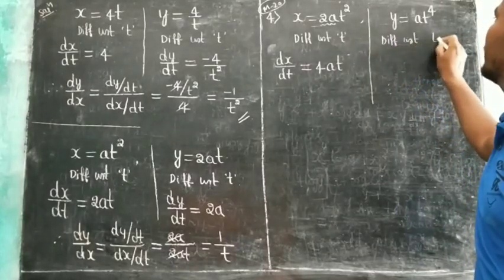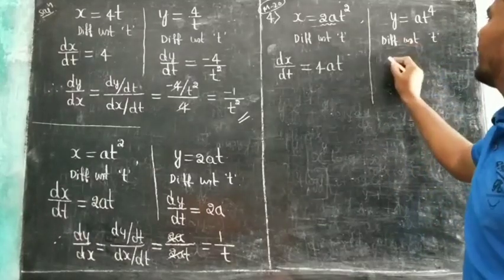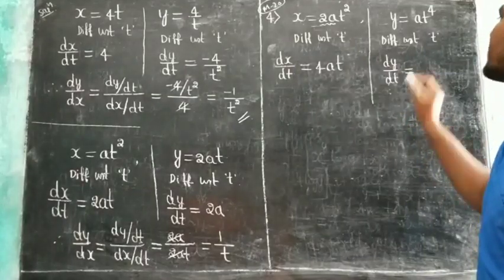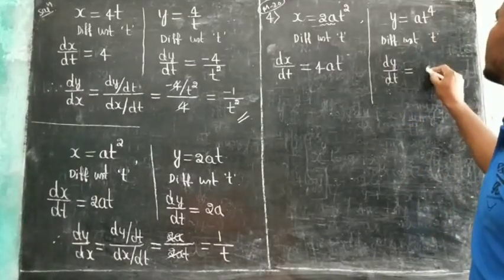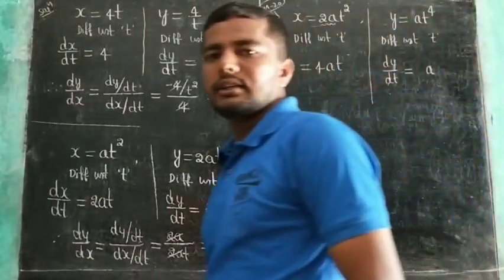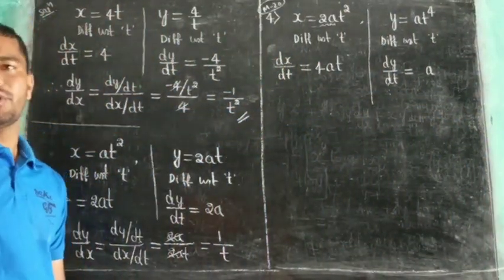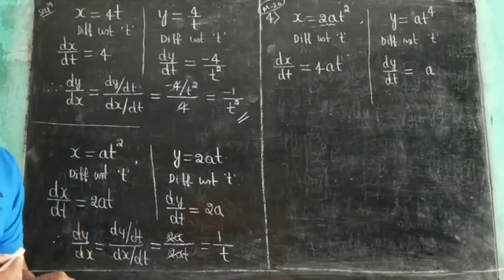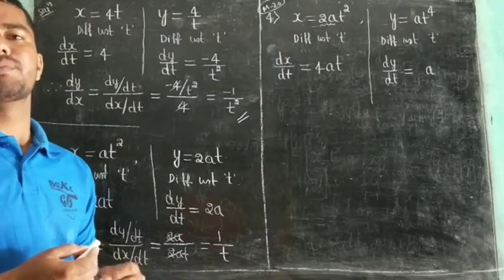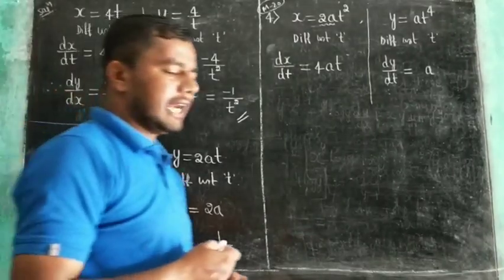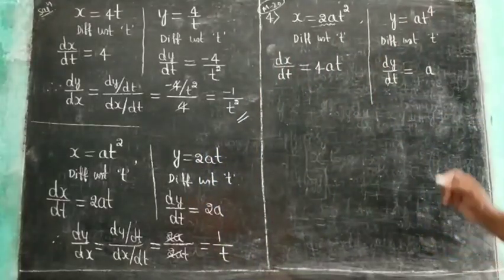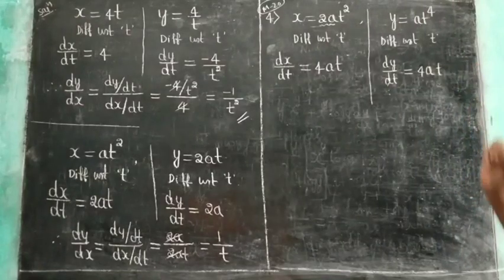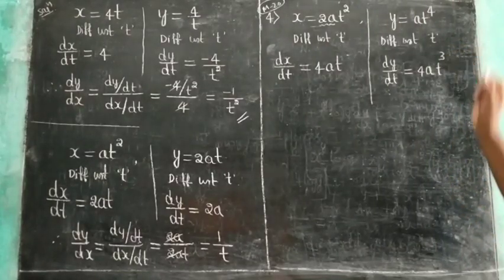And then next, differentiate with respect to t. The derivative of y is dy divided by dt. dy divided by dt is equal to, here a is a constant. What is the derivative of t power 4? t power 4 is of the form x power n. The derivative of x power n is n into x power n minus 1. So the derivative of t power 4 is 4 into t to the power of 4 minus 1. 4 minus 1 is 3.